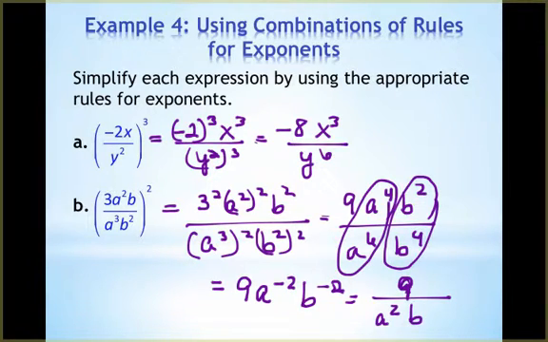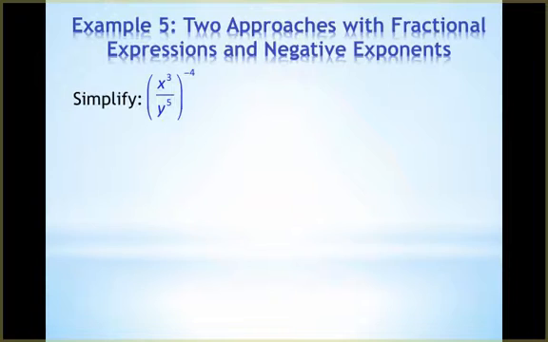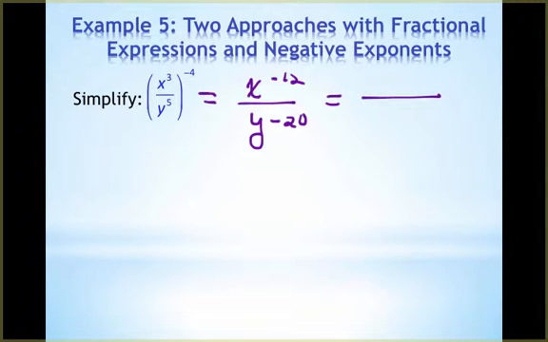a squared, b squared. Now let's look at two different approaches with fractional expressions and negative exponents. One is to do what we just did. We could make this x to the negative 12, y to the negative 20th, and then switch those as x to the 12th in the bottom, y to the 20th in the top.